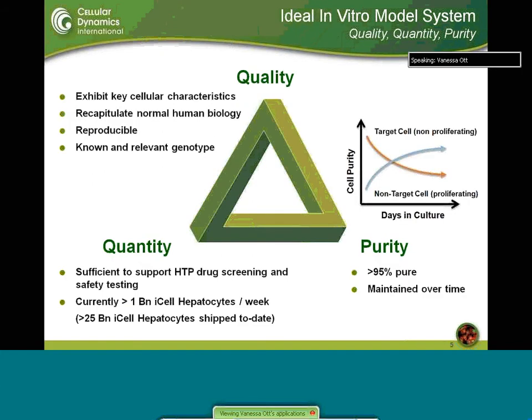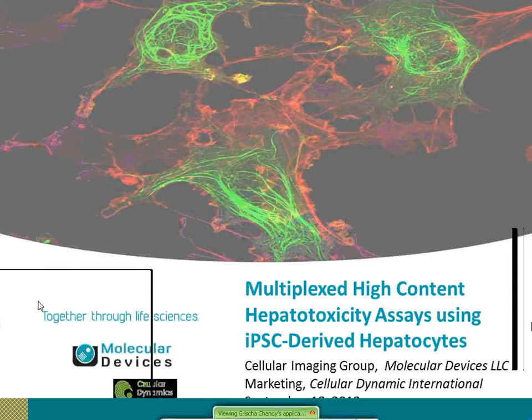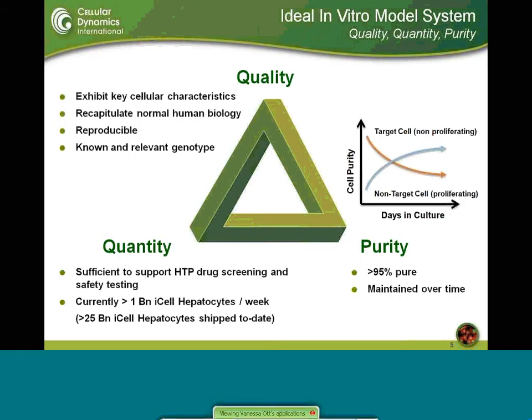So as we think about in vitro model systems, we think a lot about what are the ideal or necessary characteristics of these model systems. And these include quality, so the model system needs to exhibit key cellular characteristics, recapitulate normal human biology, be reproducible, and provide a known and relevant genotype.